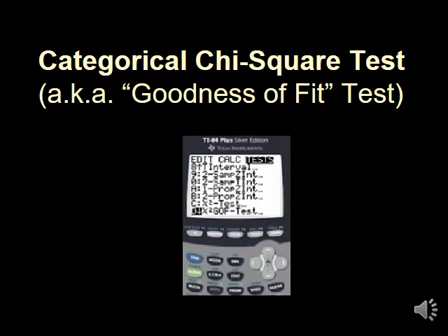The other test I want to talk about today, which you need to understand but don't necessarily have to do, is what I call a categorical chi-square test. Your book actually calls it a goodness of fit test, and that's actually why on the TI-84 it says GOF. It stands for goodness of fit.